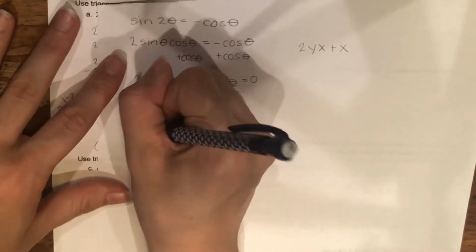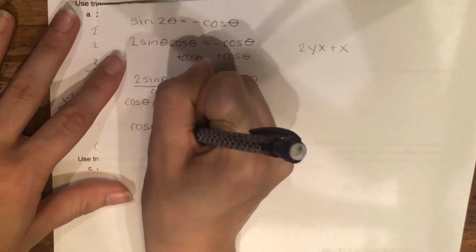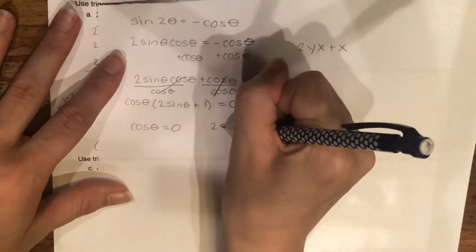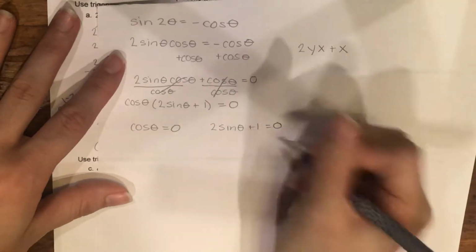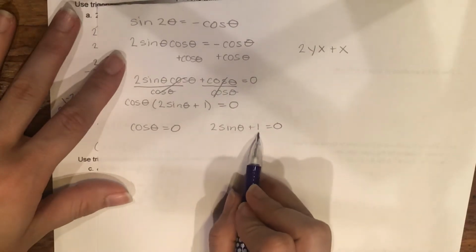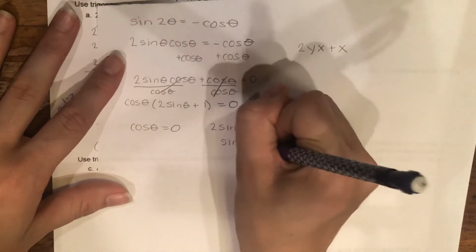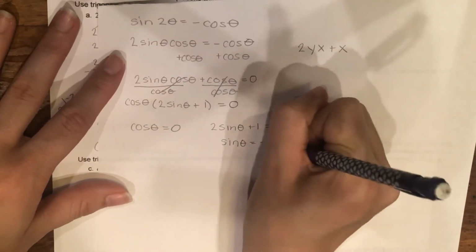Okay. Now I have 2 factors equaling 0. So I can set those both equal to 0. So cosine theta equaling 0, and 2 sine theta plus 1 equaling 0. Don't have to simplify any of that. So here I would subtract 1 and divide by 2. So sine theta is going to equal negative 1/2.